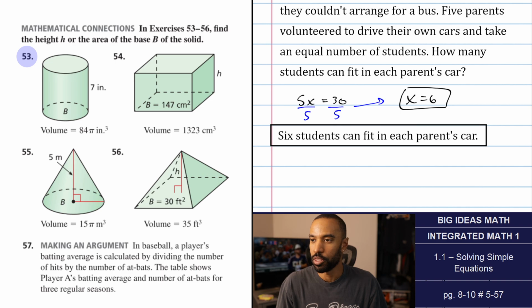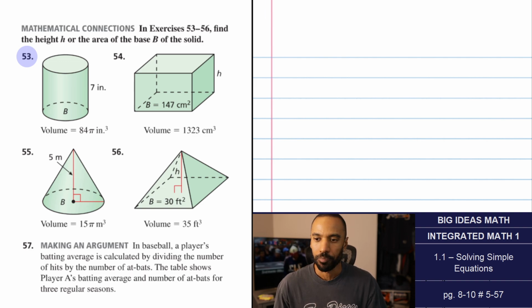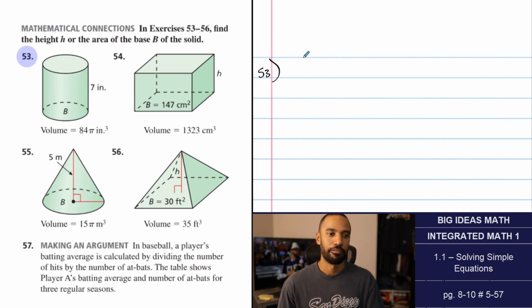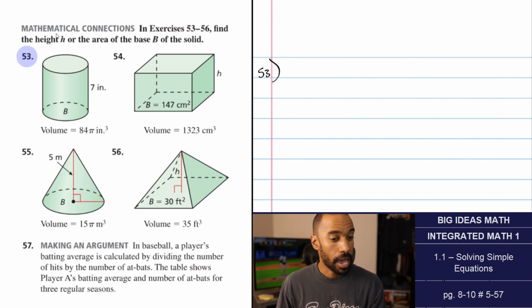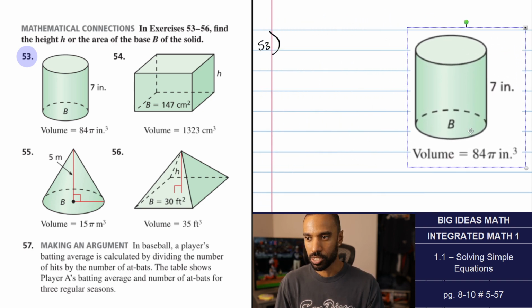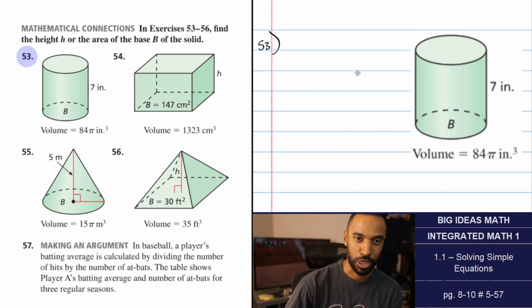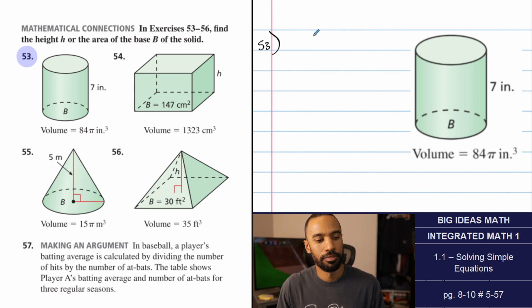Okay, number 53 to 56. This is kind of our last page deal. In exercises 53 to 56, find the height h or the area of the base b of the solid. I'm guessing, since they didn't give you formulas here, that this is something you had been taught in a previous Big Ideas math setup. We do this again in Integrated Math 3. The volume of the cylinder and the prism is area of base times height.